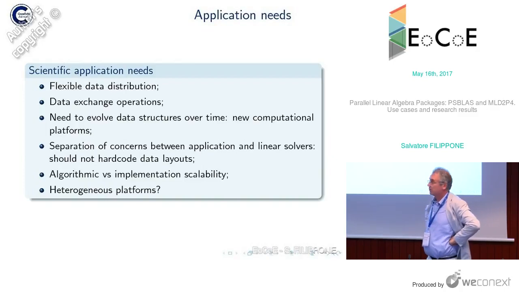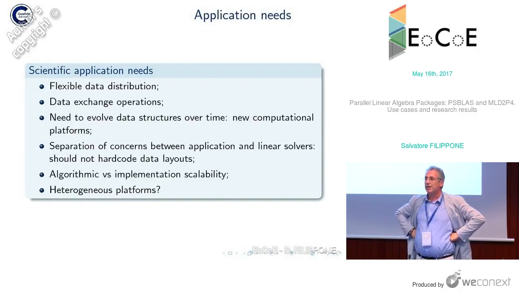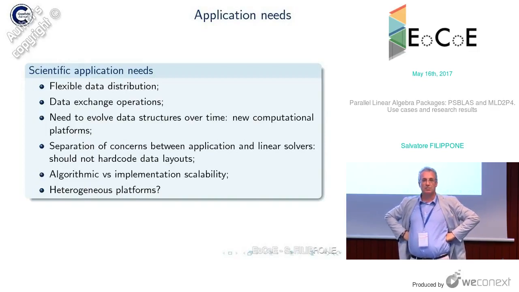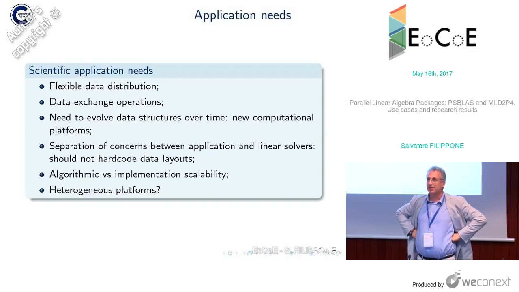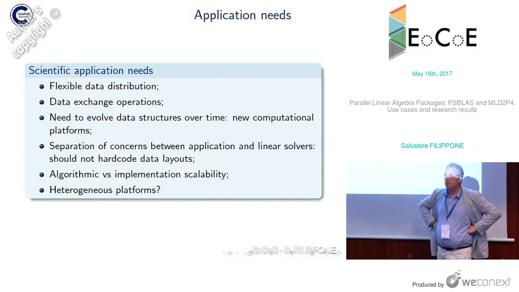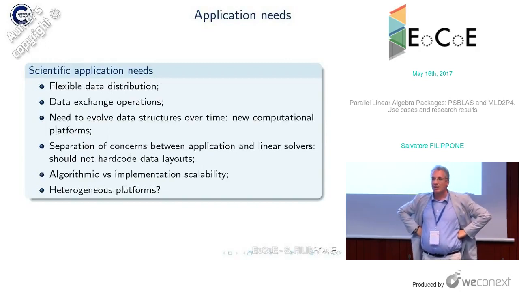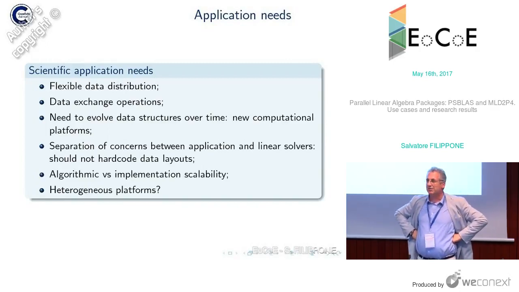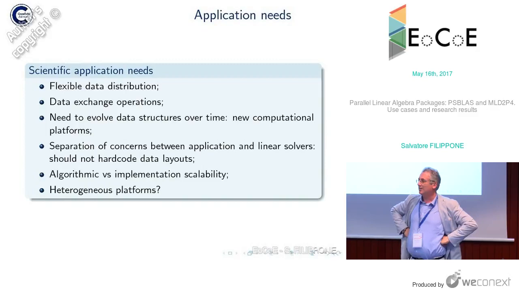Therefore, you want to be flexible in data distribution, which also means that we as library writers should not mandate a specific data distribution, or at least we should put very, very minimal constraints. The data exchange operations, when they are needed, should be implemented efficiently. They are cumbersome, they are boring, and they can be done the wrong way.